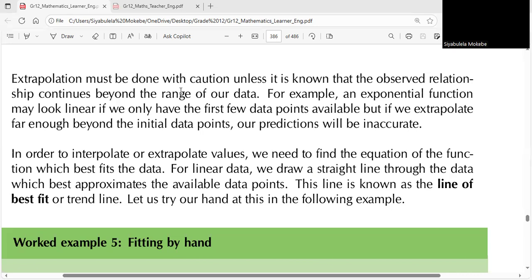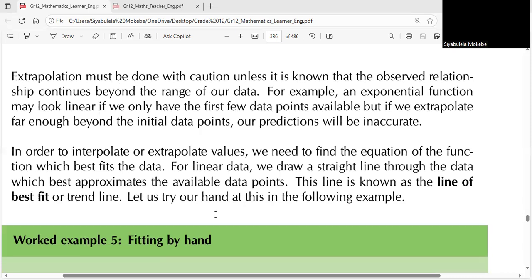In order to interpolate or extrapolate values, we need to find the equation of the function which best fits the data. For linear data, we draw a straight line through the data which best approximates the available data points. This line is known as the line of best fit or trend line. Let us try our hand at this in the following example.